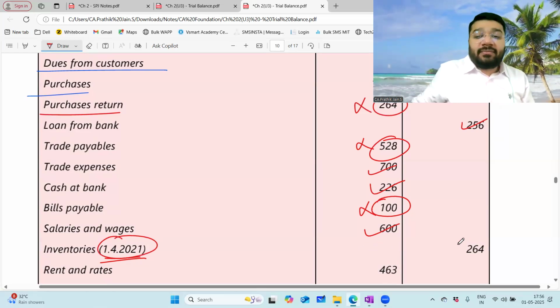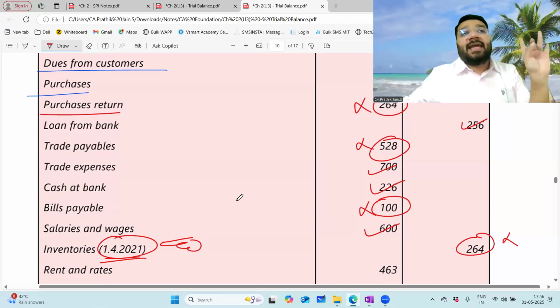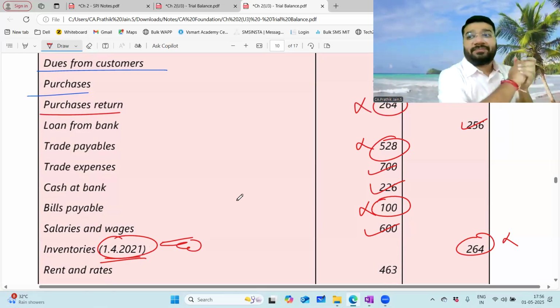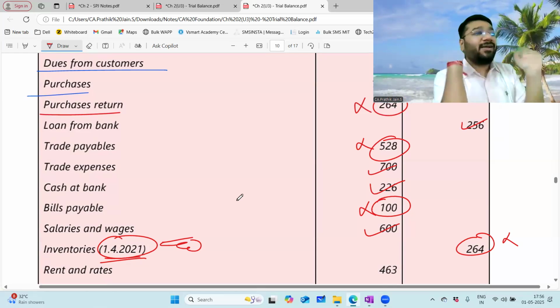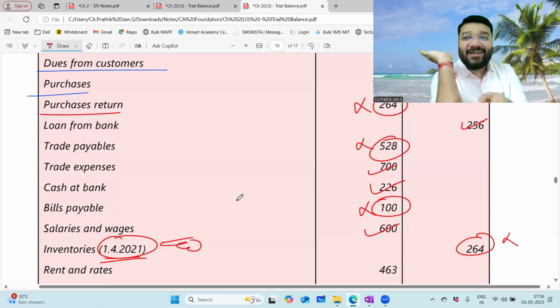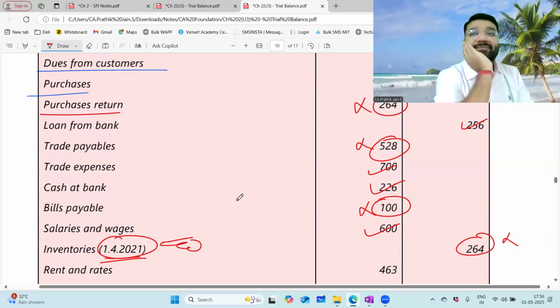Which side should it come? Debit side. My question to all of you: opening inventory, opening stock, what is its nature? Income, expense, gain, loss, asset, liability? Tell me what it is. I am not asking any extra question. Is it asset, liability, capital, income, expense, gain, loss?